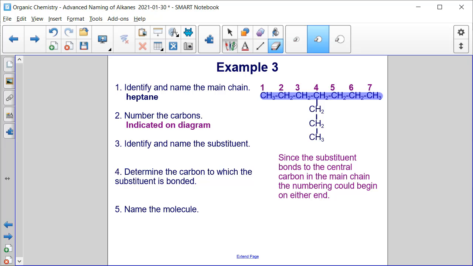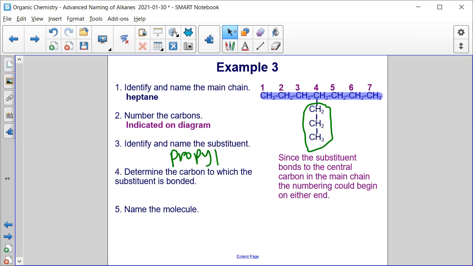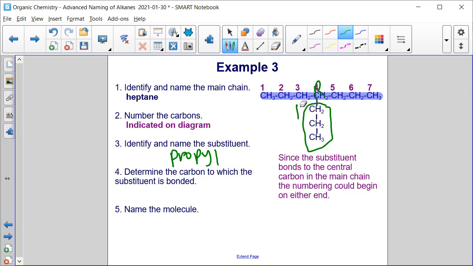Now we need to figure out the name of this substituent group. So we can see it branching right off of the main chain here. We can see that it has 1, 2, 3 carbons. So a 3 carbon group is a propyl group. Okay, and which carbon in the propyl group is bonding to the main chain? If this is our R group, our main chain here, how is this carbon bonded? This carbon is only bonded to one other carbon in our chain, so that makes it a primary carbon. And the primary carbon doesn't have any prefix or anything, so this substituent is just propyl.